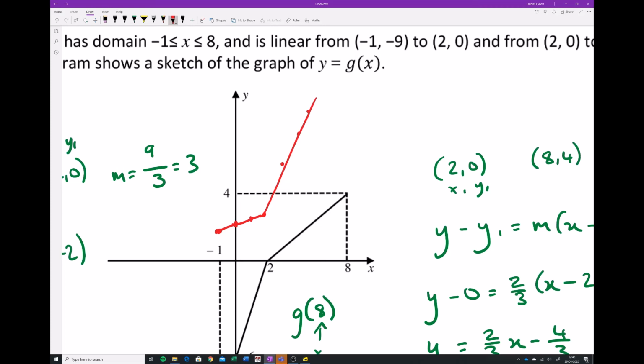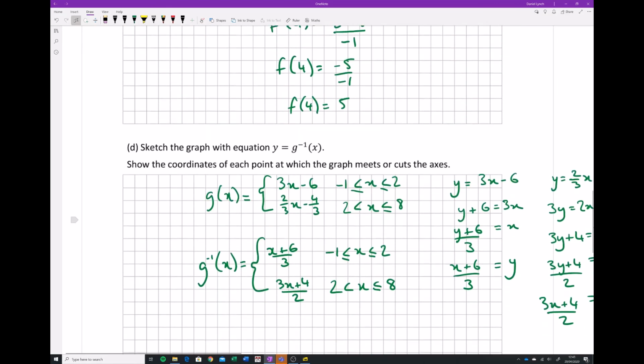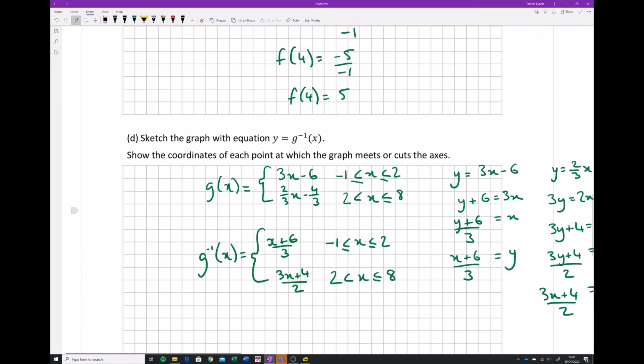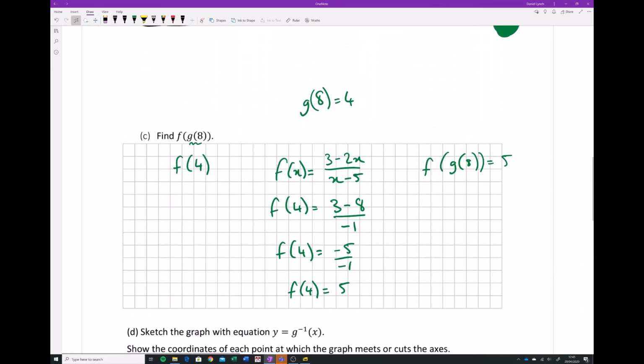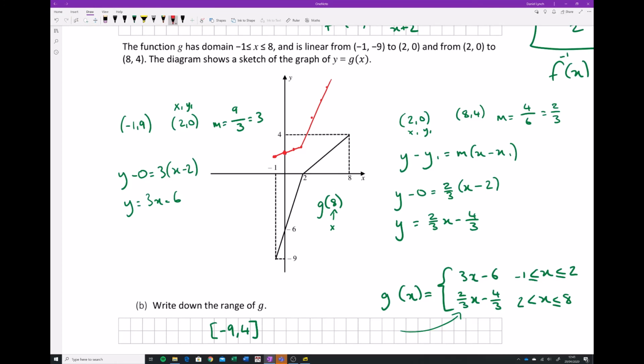Now, I think it asked kind of a strange question. Let's have a little look at it. Sorry, it's still back here. Sketch the graph that showed the coordinates of each point at which the graph meets or cuts the axes. Okay, well, we only had one inside here that I was looking at. And what was this one here? So this is where when we place in 0, we get out 2. Okay, so that thing there is 0, 2.